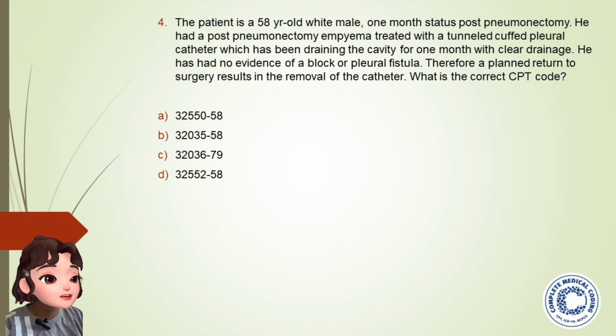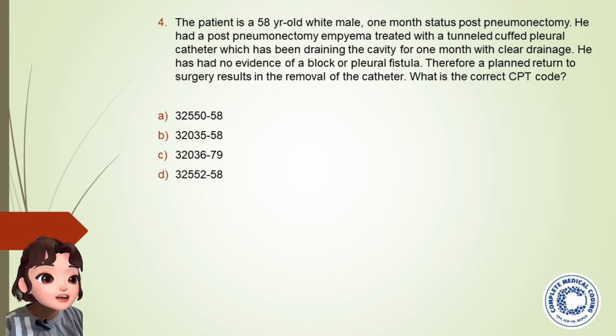What is option B, 32035? It represents thoracostomy with rib resection. No, this is not thoracostomy. What is option C, 32036? Thoracostomy with open flap drainage. Again, thoracostomy. No. Our procedure is removal of catheter.